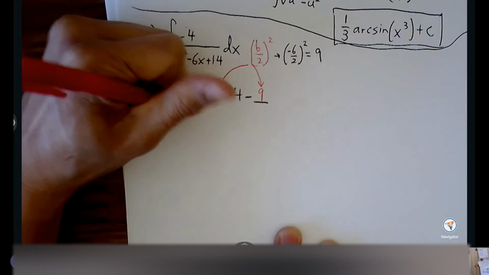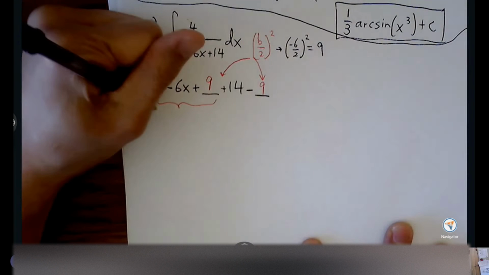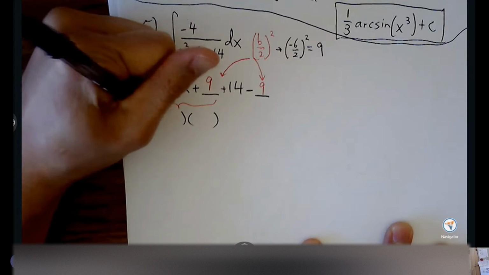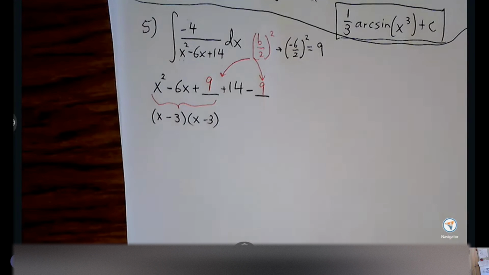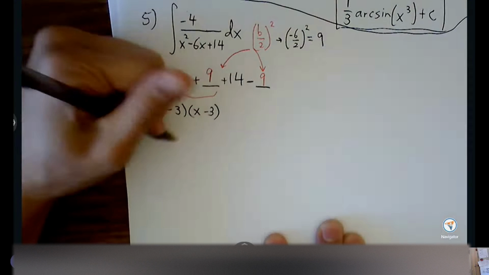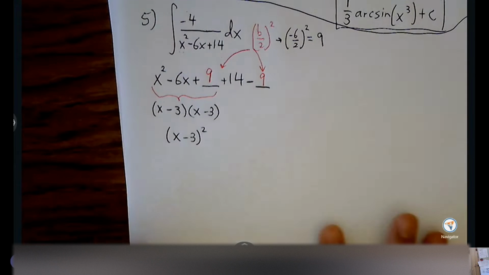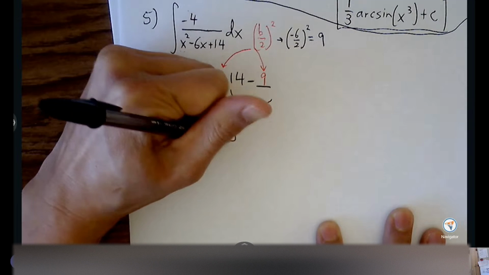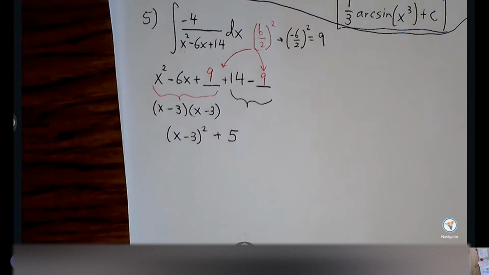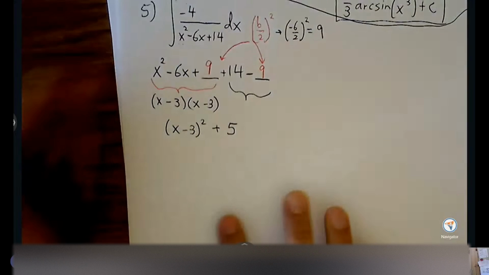Okay. So this should factor nicely. Multiplies to be 9, adds up to be -6. -3 and -3, right? Merge those together. That's just x minus 3 quantity squared. And then we also know 14 minus 9 will just become 5. All right. Let's reset because we now have a form that is more suitable for our problem.